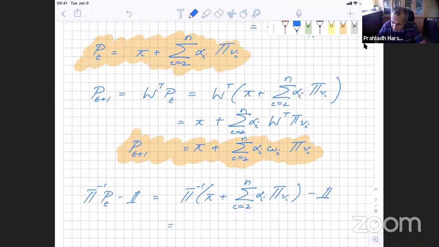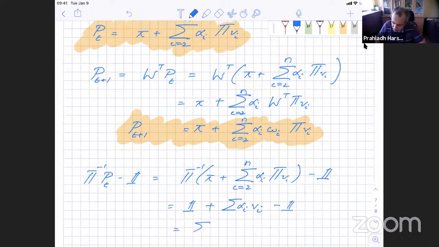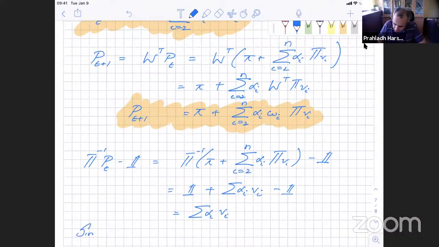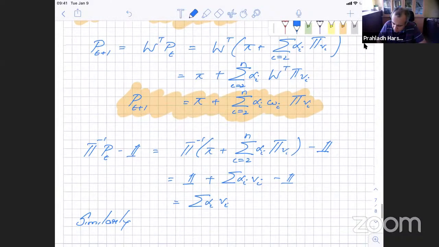What is pi inverse of pi? It is just the all ones vector, plus summation alpha i vi, minus the all ones vector. Therefore, this is just summation alpha i vi. And similarly, pi inverse of p t plus 1 minus 1 will be, sorry, this is i going from 2 to n. This will be summation i going from 2 to n alpha i omega i vi.